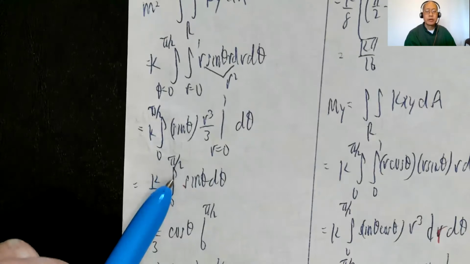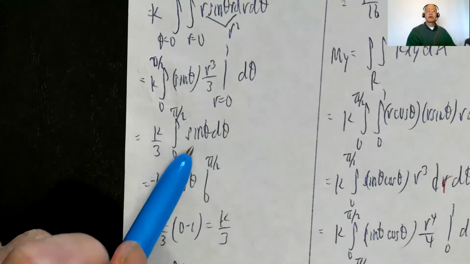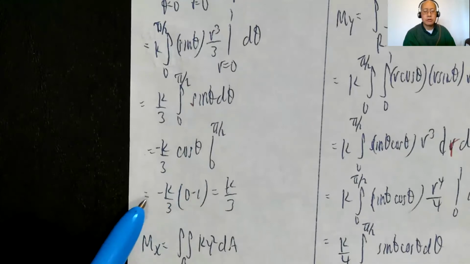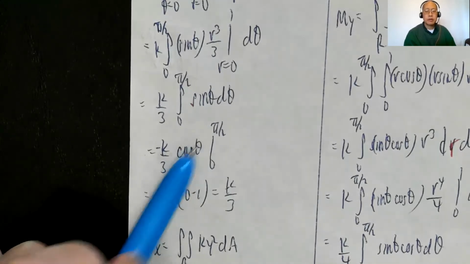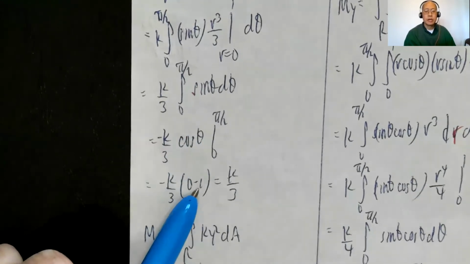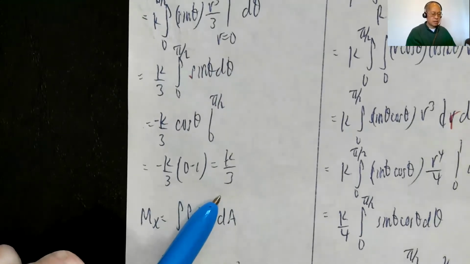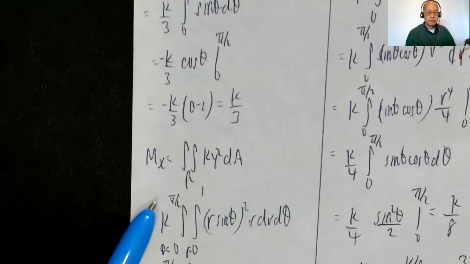Take the 1/3 out. And you're integrating sine, which is negative k over 3 cosine theta from 0 to pi over 2. Negative k over 3. Plug in pi over 2, you get 0. Plug in 0, you get 1. So k over 3 is the mass.